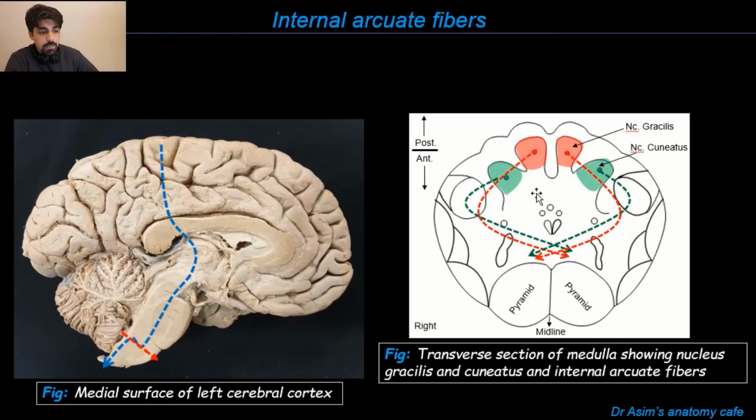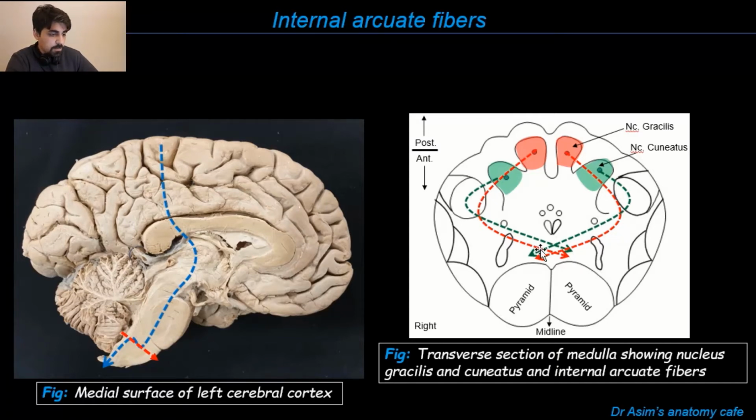Now, if you look at the same section over here, you can see now that the second order neurons are popping out from the cell bodies of the nucleus gracilis and nucleus cuneatus. These second order neurons then project anteriorly from the nucleus gracilis and from the nucleus cuneatus. The fibers run in a horizontal plane.